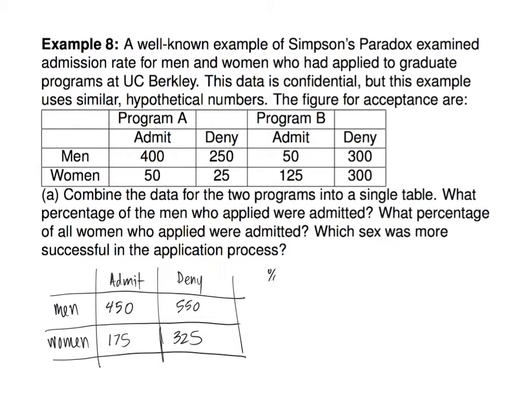So the percent of men admitted will be what out of what? 450 out of 1,000, exactly. Which is 45%, right? How about the percent of women admitted? 175 out of 500. Which is 35%, I believe. Is that right? Yep. Okay.